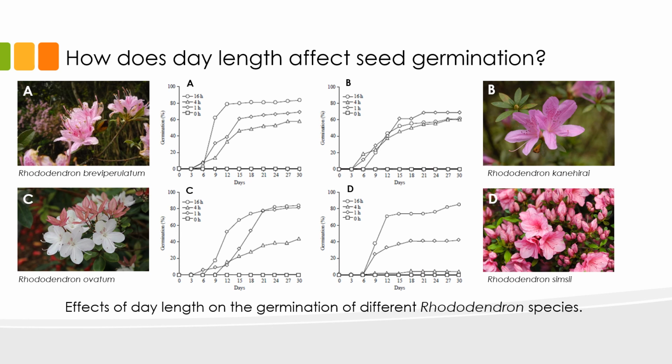This slide illustrates the effects of day length on the germination of 4 different rhododendron species. Rhododendrons are ornamental plant species that produce very showy flowers, as you can see in these panels. So in this example, we have Rhododendron breviperulatum, Rhododendron ovatum, Rhododendron keneheri, and Rhododendron simpsonii. The graphs show the germination rate of each rhododendron species after exposure to 0, 1, 4, or 16 hours of light. Germination was measured within a period of 30 days.